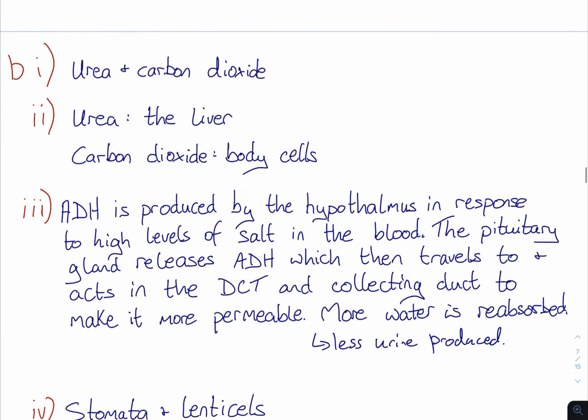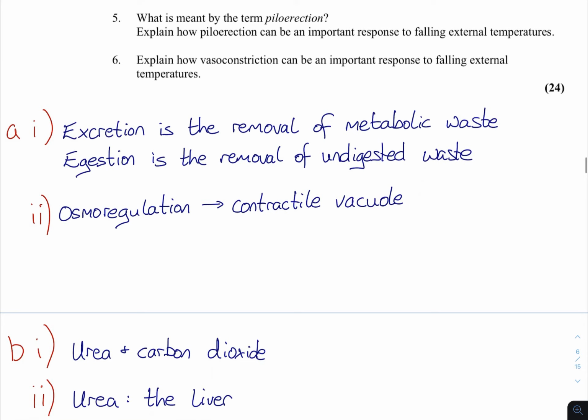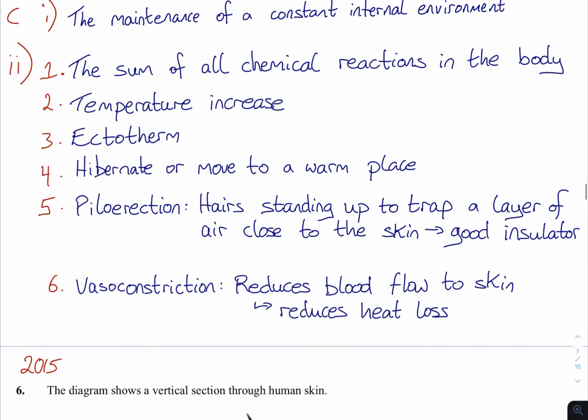Next, explain how vasoconstriction can be an important response to the falling external temperatures. So it's getting cooler again. Constriction is like, think of a boa constrictor snake, where it gets tighter. It wraps its body around the prey and squeezes. So vasoconstriction, in respect to excretion, reduces the blood flow to the skin, and by doing that, it reduces heat loss.